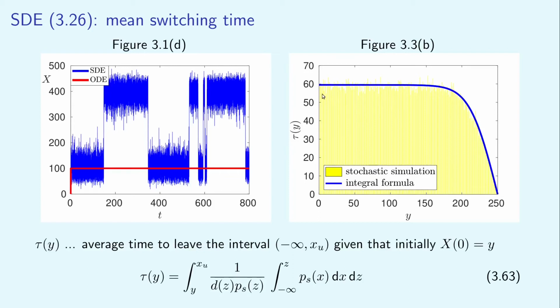When the simulation reaches the unstable steady state, there is a 50% chance that it continues to the other stable steady state and a 50% chance that it returns back to the lower steady state. Therefore, one possible way to define the mean switching time is to say that it is equal to twice the value to reach the unstable steady state. That is, we have to multiply 60 by 2 to obtain that the mean switching time is around 120. In the remainder of this video, we will discuss the derivation of formula 363.